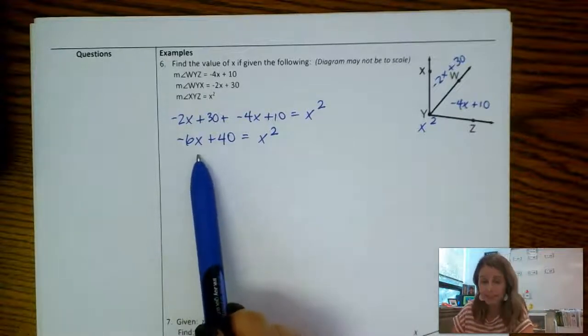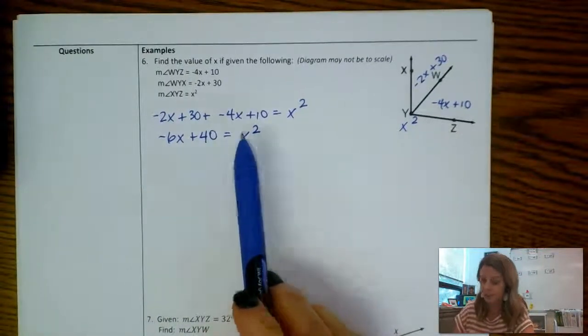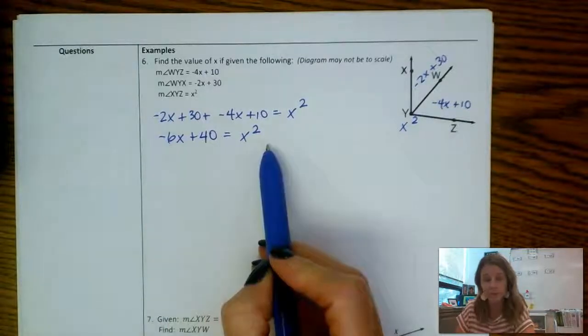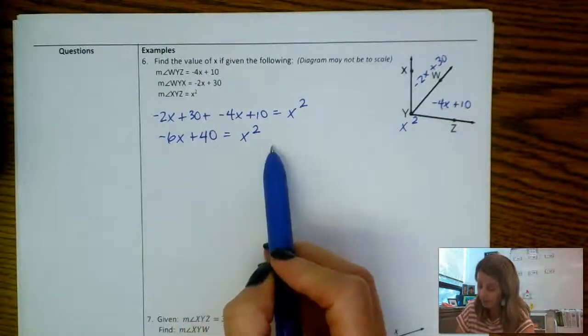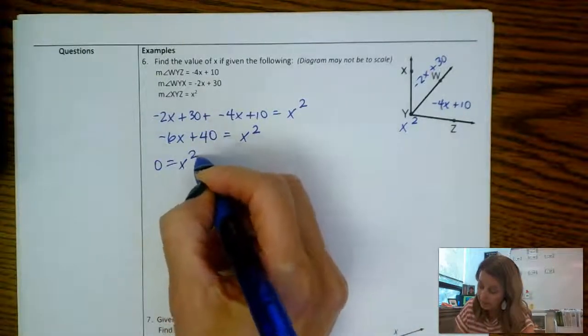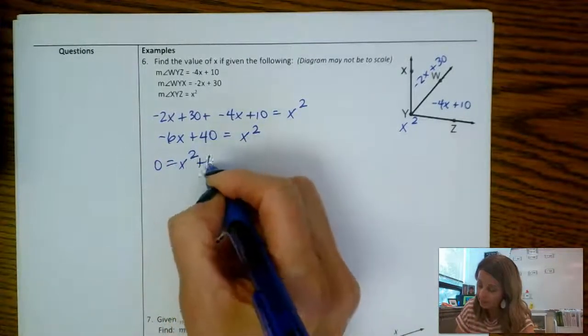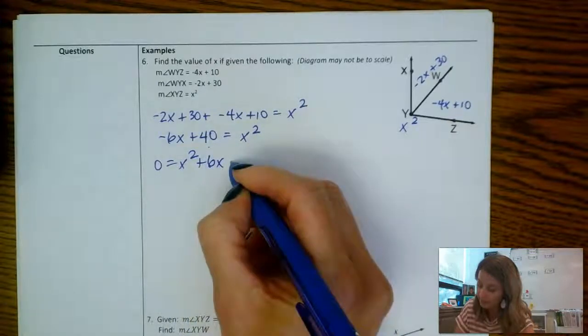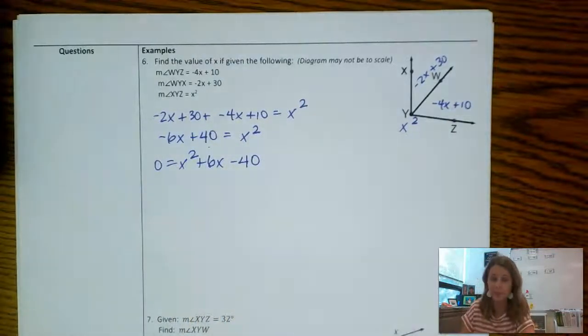So factoring, I need a 0 over here. I want to keep x squared positive. So I'm going to add the 6x over and take away the 40 to shift it across the equal sign. So 0 equals x squared plus 6x, and then I'm going to take away 40 from both sides. So that'll turn into a negative 40.